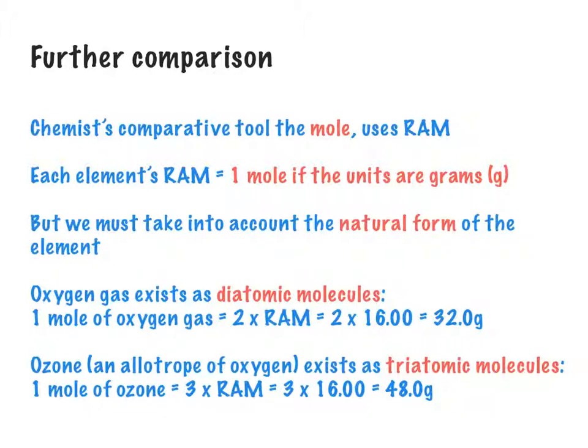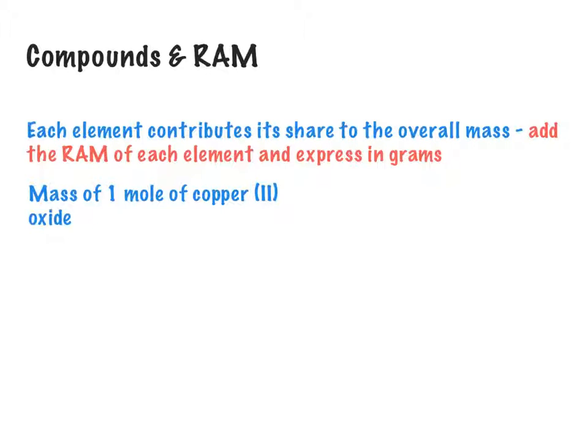Now I've done the same sort of thing with the allotrope of oxygen called ozone, O3. In this case, I've got 3 atoms of oxygen per molecule, so it becomes 3 times the RAM, so 3 times 16, which gives us 48 grams, corresponding to 1 mole of ozone. Now let's consider what's going on with a compound. The same sort of thing applies, except we've got to add the RAMs of each of the atoms or each of the elements involved.